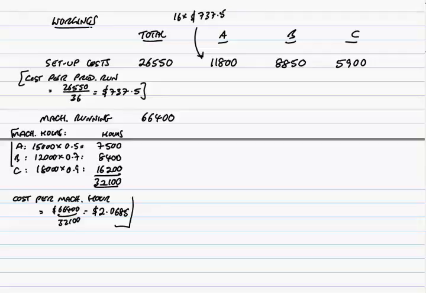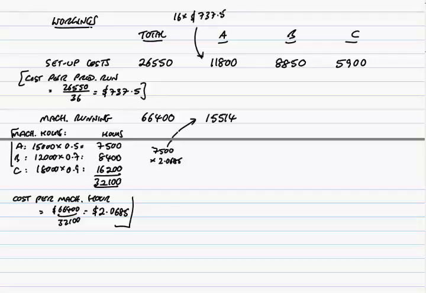Product A in total, 7,500 hours at 2.0685. In total, I'll charge to A $15,514. Again, I'm keeping to the nearest dollar here. A bit of rounding doesn't matter. You'll see at the end, it makes absolutely no difference at all.